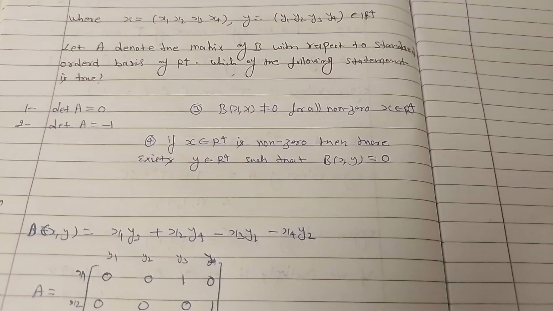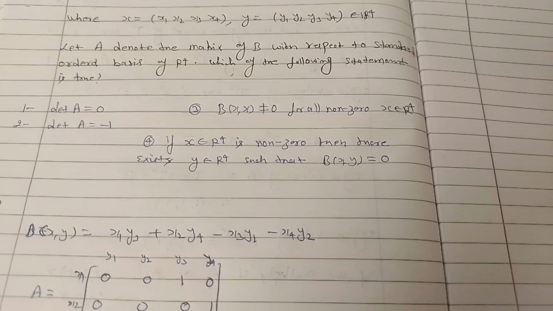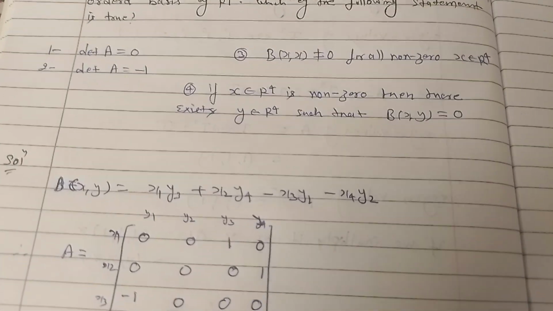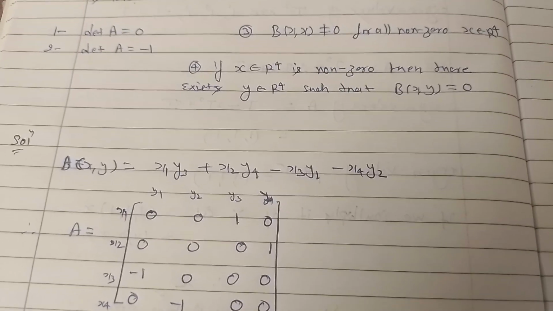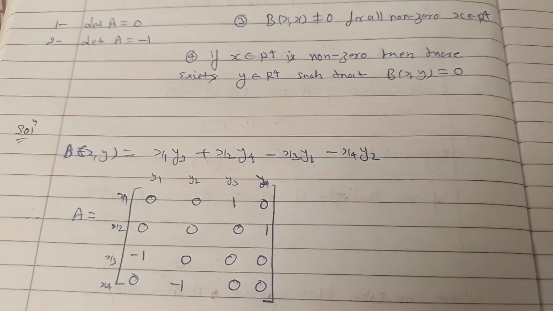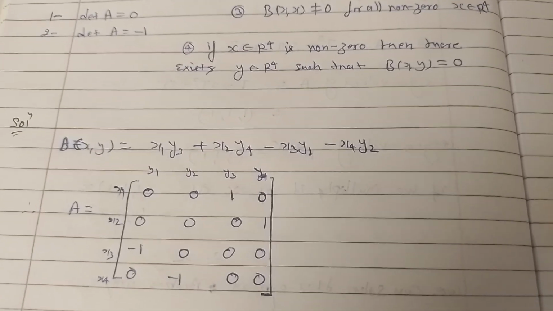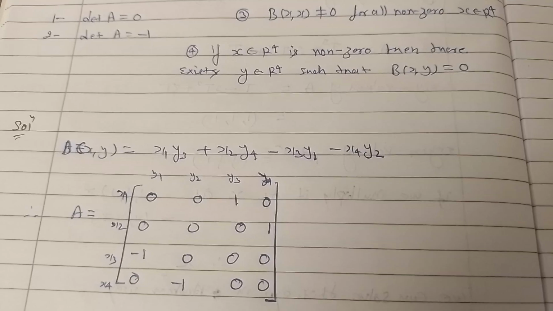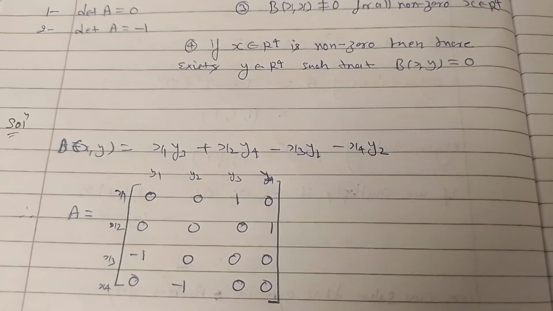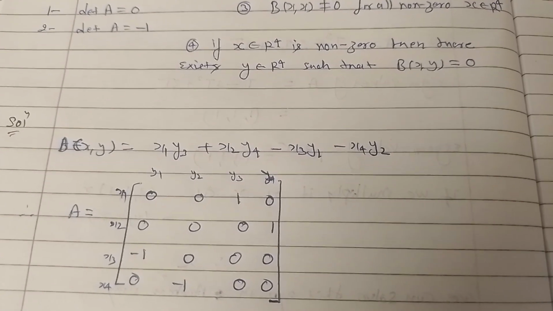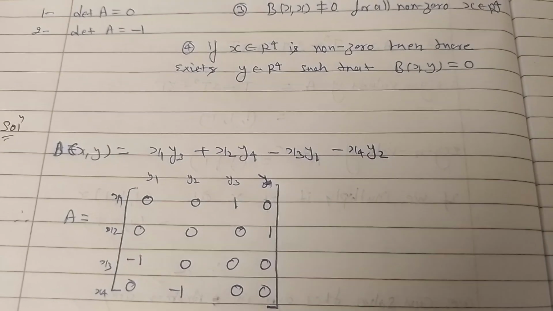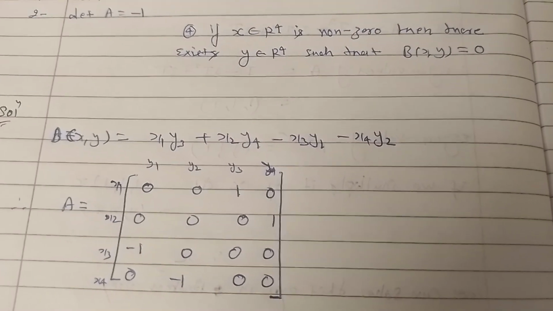So given B(x, y) is x1 y3 plus x2 y4 minus x3 y1 minus x4 y2, how do we construct the corresponding matrix A? Because this is a bilinear form, we can construct the corresponding matrix. I can write row wise x1 x2 x3 x4 and column wise y1 y2 y3 y4. As you can see, the coefficient of x1 y1 is 0, x1 y2 is 0, x1 y3 is 1, and the coefficient of x1 y4 is again 0, in this given B.